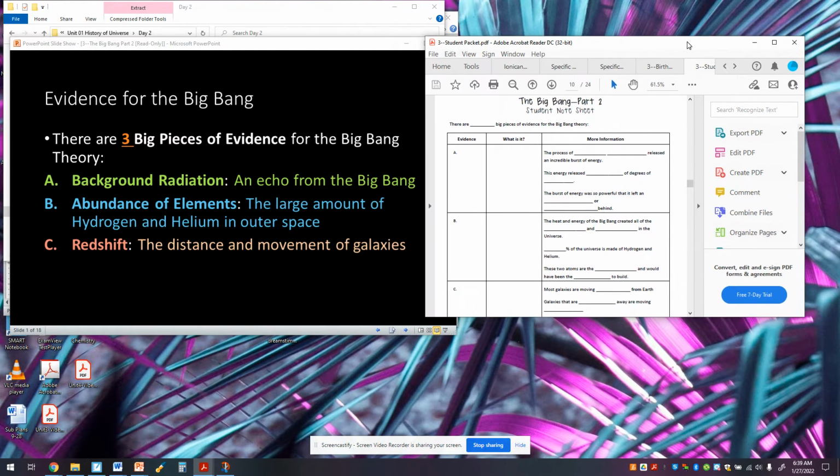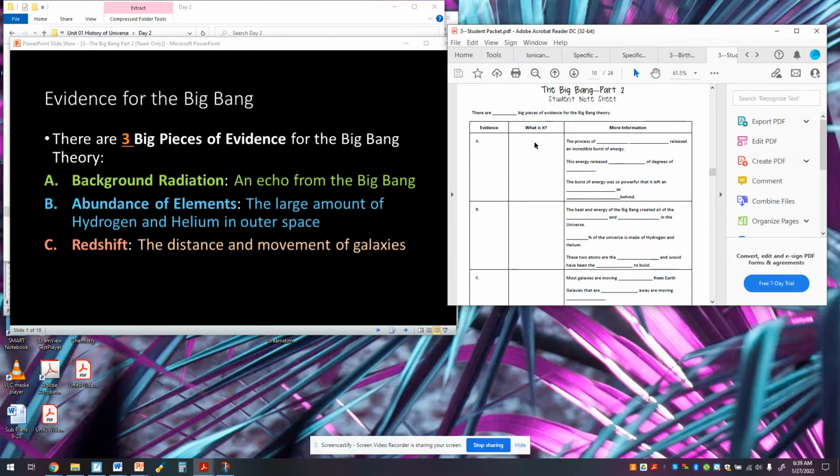All right. So I'll make this screen bigger here in a second, but I just wanted to show you where this is going to go. So it says there are 3 big pieces of evidence for the Big Bang Theory. So you'll put the number 3 right up here on that line on the top of page 10. And then it says the 3 big pieces of evidence are A, B, and C.